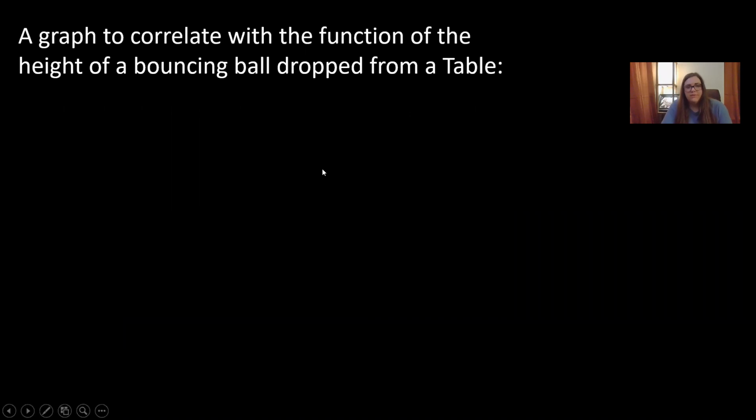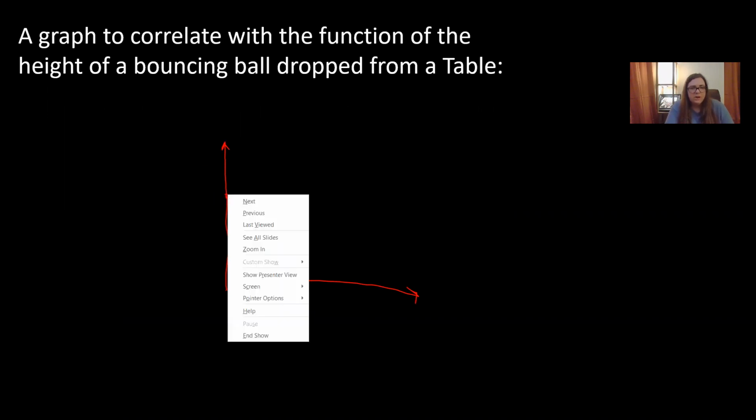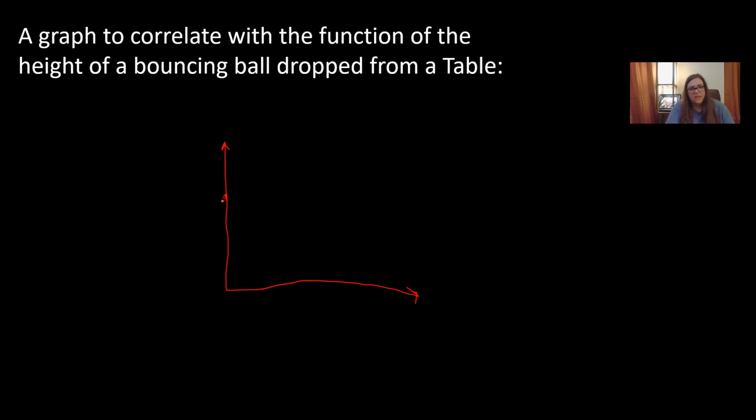Here we have a graph to correlate with the function of the height of a bouncing ball dropped from a table. So this one I'm going to draw for y'all. Sorry about my drawings. So let's say this is a table right here, him standing on it, and he bounces it down, and it bounces back up, but it doesn't bounce all the way up, and it just keeps going like that until it finally comes to a rest.